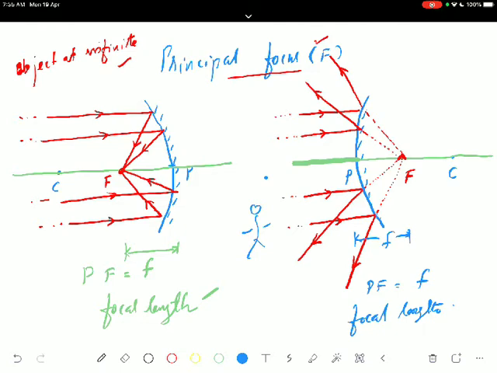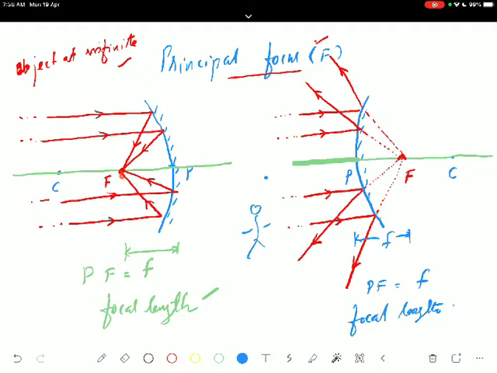We have to consider the object on the left side. When the object is on the left side, where is the position of the principal focus in the case of concave mirror? It is on the left side. And in the case of convex mirror, the principal focus is on the right side. So this is how we explain principal focus. Diagrams are very important. It's a board question, so define together for concave and convex.